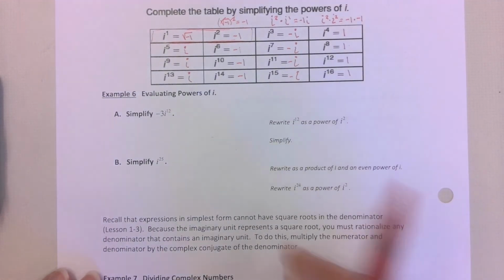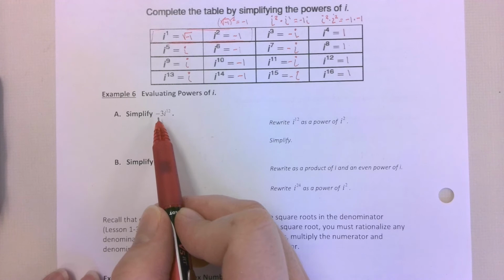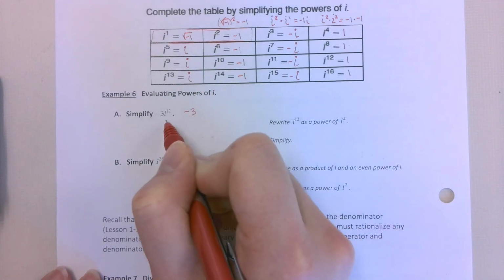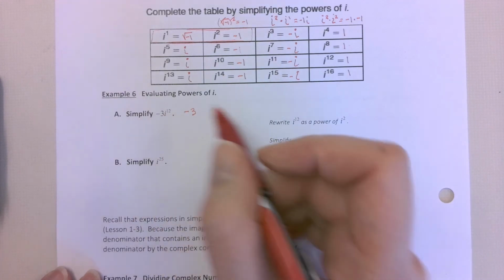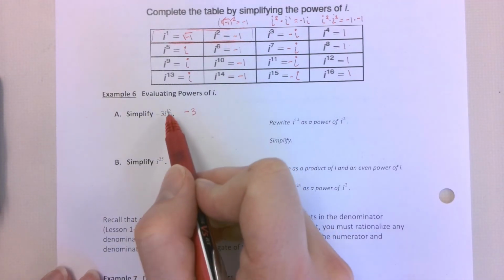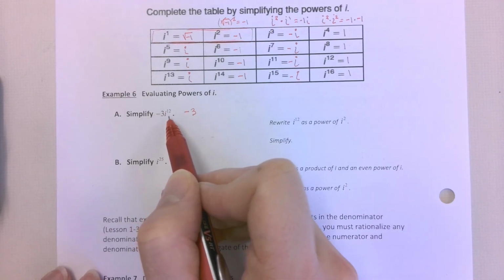So we have an example here with a negative 3 out front, and that's just going to come along for the ride. So it is going to be negative 3, and this i to the 12th, well, we know what it is. It's going to be 1, but let's check it again. i to the 12th is going to cancel out to just be a 1 or a negative 1 because I have an even number of powers.